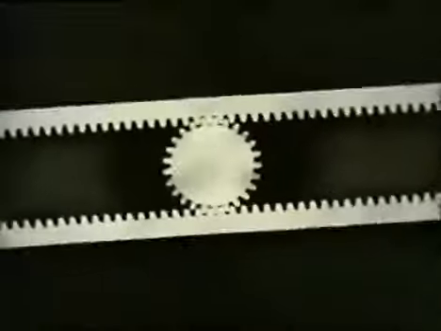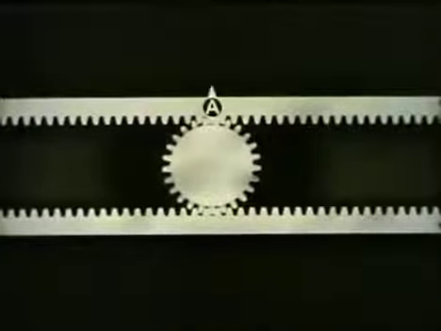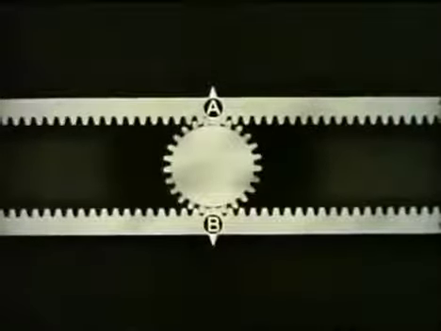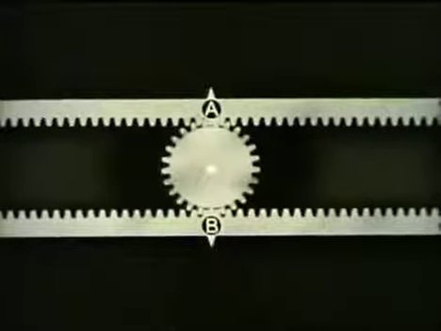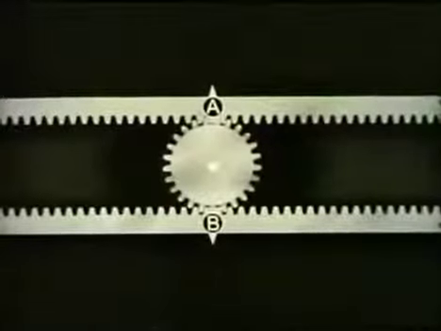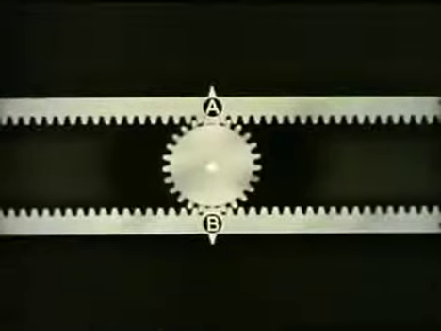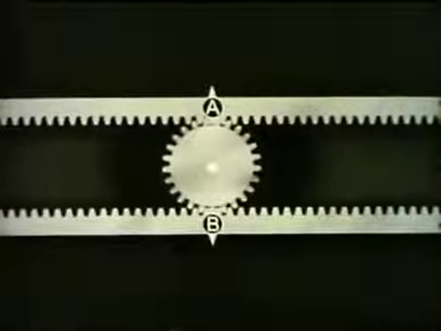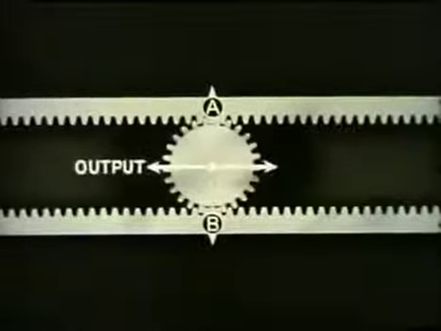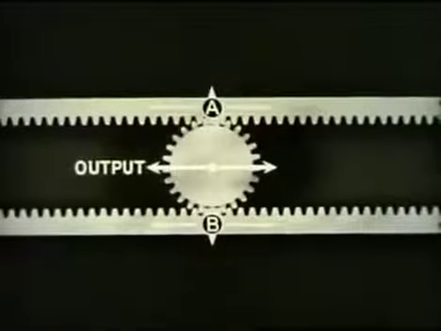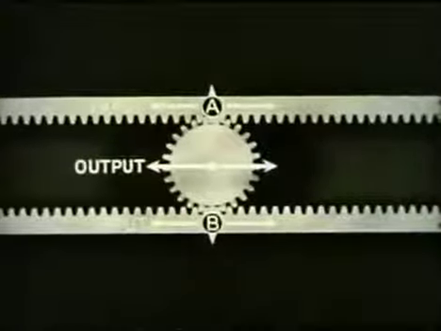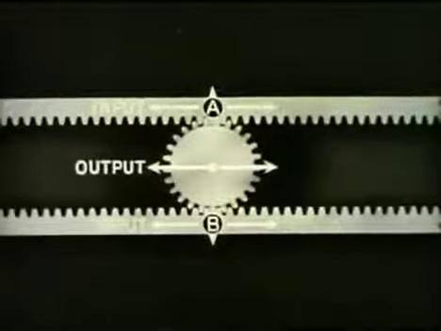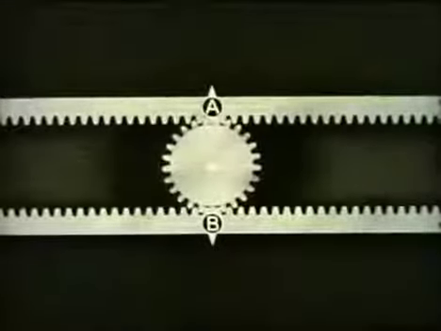Either rack A or B or the pinion may be used as the output. The other two parts then are inputs. We'll use the pinion for output, the racks for inputs. Now let's examine the mechanical action.